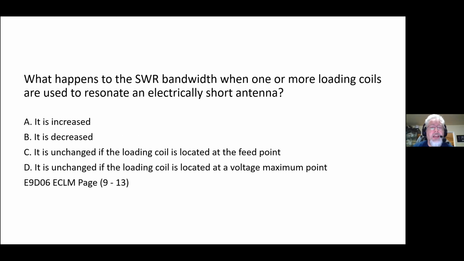What happens to the SWR bandwidth when one or more loading coils are used to resonate an electrically short antenna? A, it is increased. B, it is decreased. C, it is unchanged if the loading coil is located at the feed point. D, it is unchanged if the loading coil is located at a voltage maximum point. Correct answer is bravo. It is decreased.